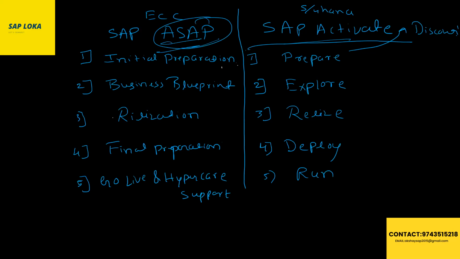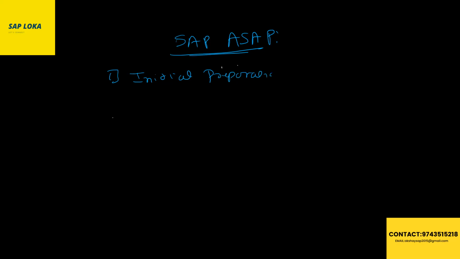So here, first in SAP, as I told, the first one is initial preparation. Initial preparation means project management activities. Initially, when the project comes to HP, let's say the Nandini Milk project came to HP, what will they do here? They will hire the project manager.